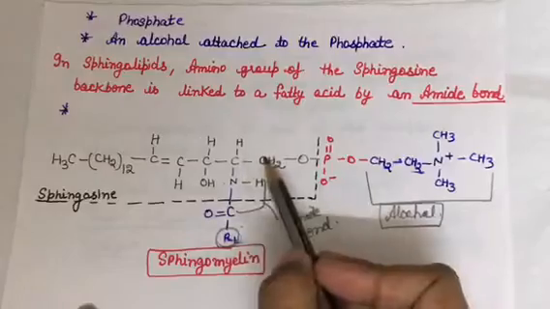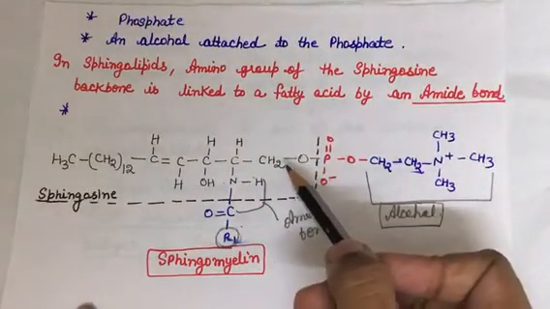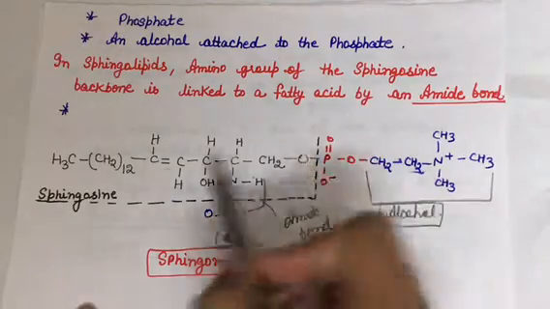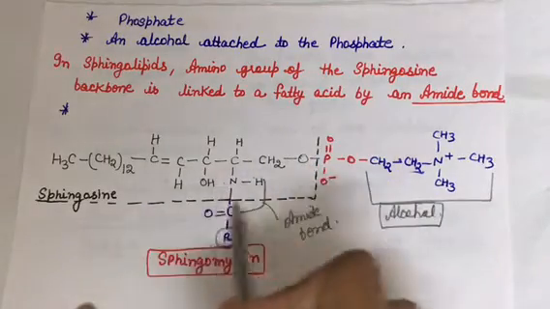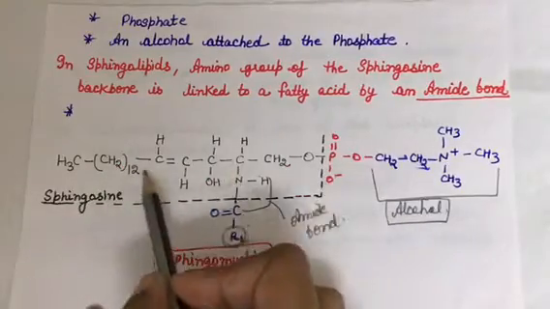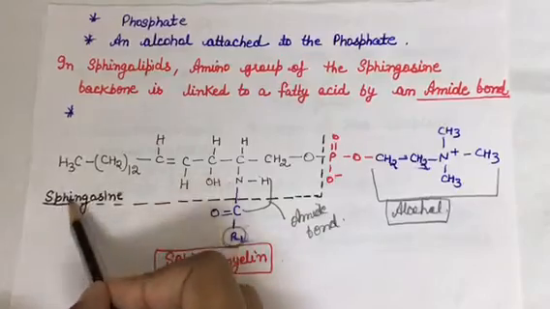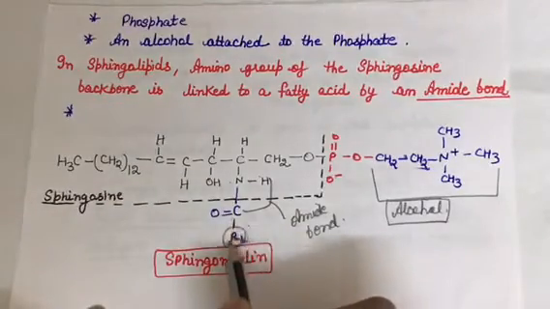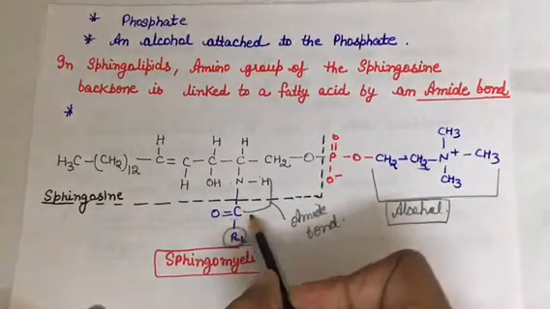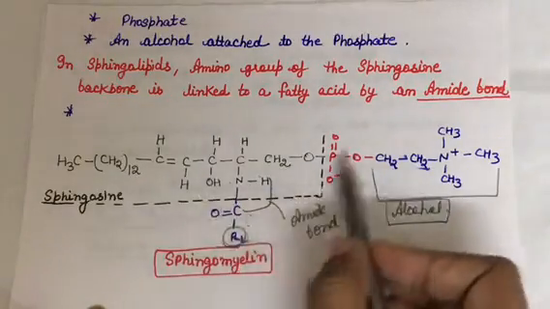These sphingolipids are a less abundant class of membrane lipids, and they are derivatives of sphingosine. Sphingosine is basically an amino alcohol that contains a long hydrocarbon chain. And this structure, sphingosine and a fatty acid, is called ceramide. Okay, ceramide is composed of sphingosine and a fatty acid.